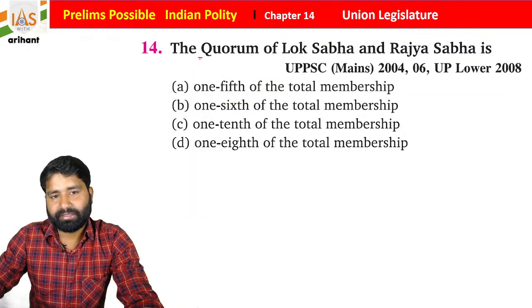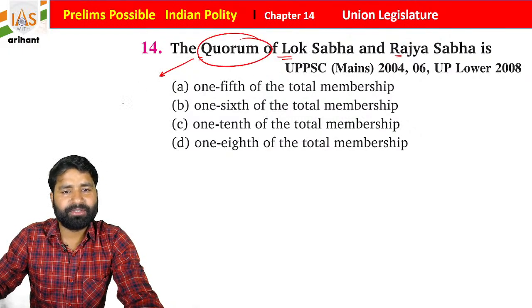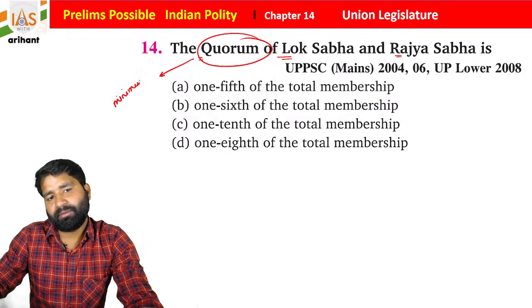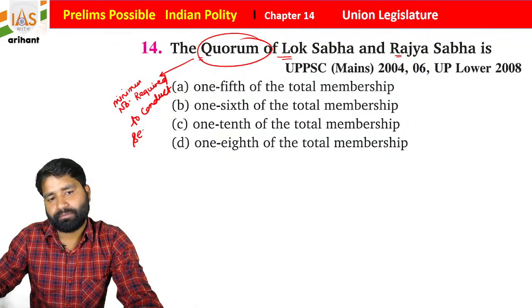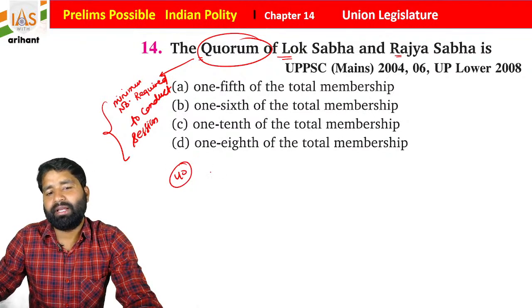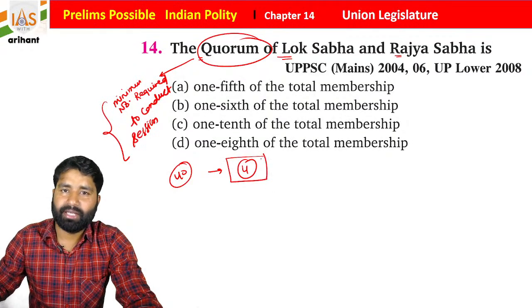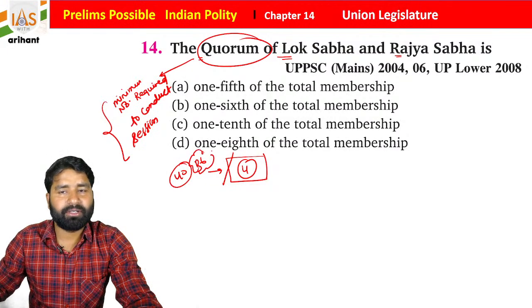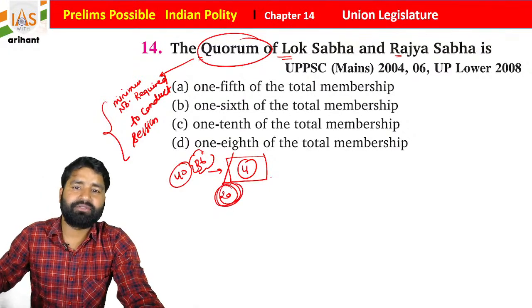Now the quorum of Lok Sabha and Rajya Sabha. What is quorum, students? Quorum is basically the minimum number required to conduct a session. Let's suppose we are taking classes, and there is a strength of 40 students and only 4 people come. In that case, the number is very less. If I conduct this class, 36 people will not get the same data. So I will decide that if 20 students are there, then only I will conduct class. This will be called quorum.